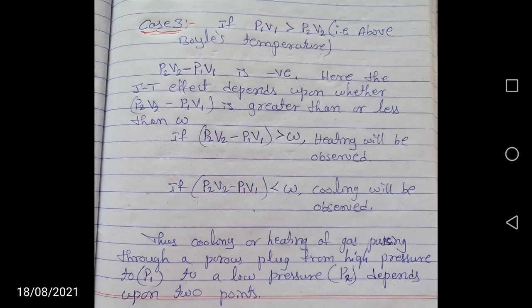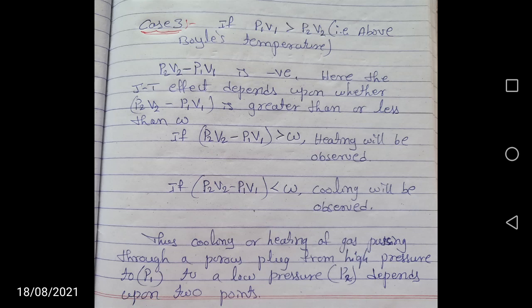So, if the difference between P2 V2 and P1 V1 is greater than the work done by the gas in overcoming the intermolecular force of attraction, there will be a heating of gas. If the difference between P2 V2 and P1 V1 is less than the work done by the gas in overcoming the intermolecular force of attraction, there will be cooling of gas.